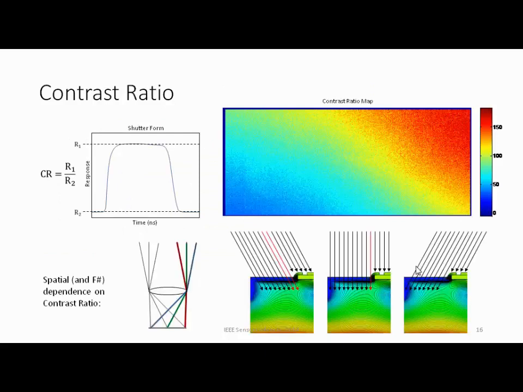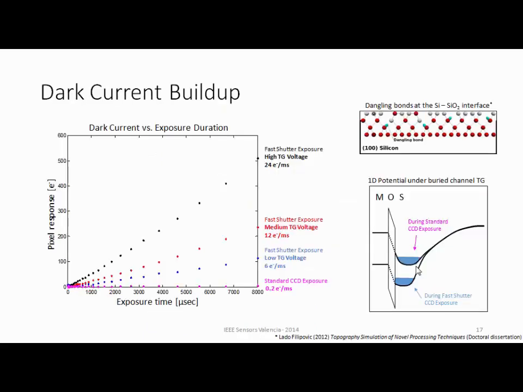Another issue is contrast ratio. The contrast ratio is affected by the principal angle of illumination that arrives at the sensor because of shading by the transfer gate. But again, it's an issue that can be optimized by pixel design.